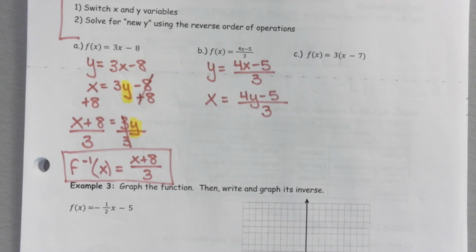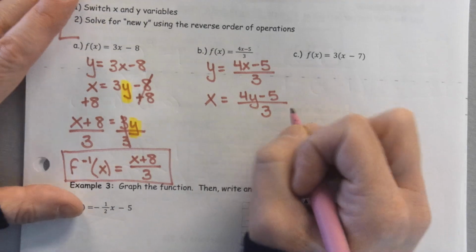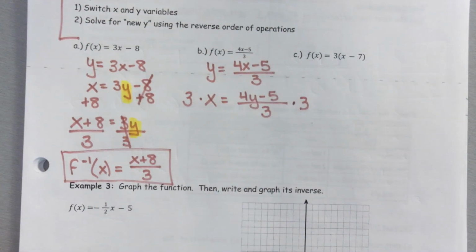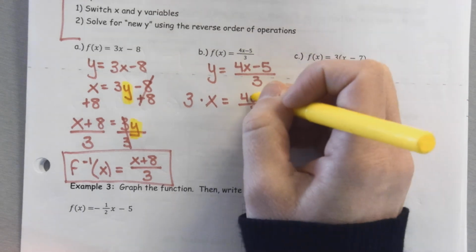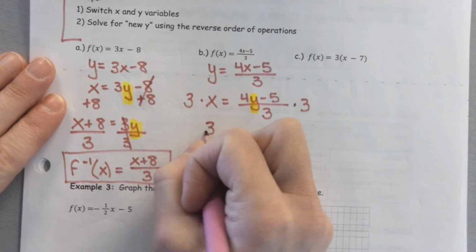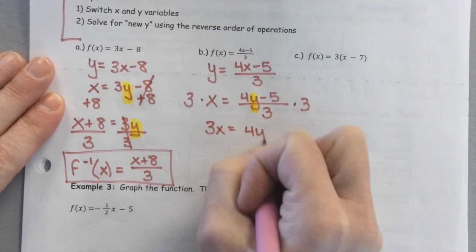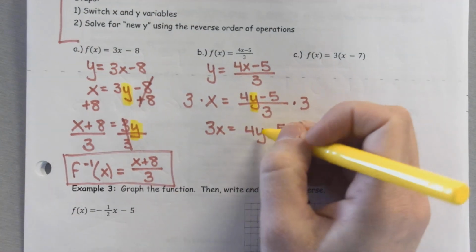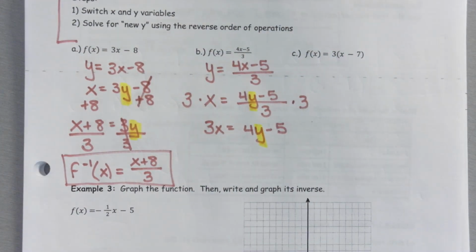Okay, now I heard multiply by 3. Do we agree with that? Because it helps us get rid of the fraction? Yep, I love that idea. So again, we're solving for new y, which means we're trying to get this alone. So we're getting rid of the most problematic part first, which is to divide by 3. So 3x equals 4y minus 5. All right, we're still trying to get this friend alone. How could we get rid of the minus 5?